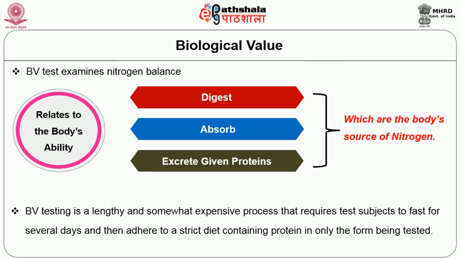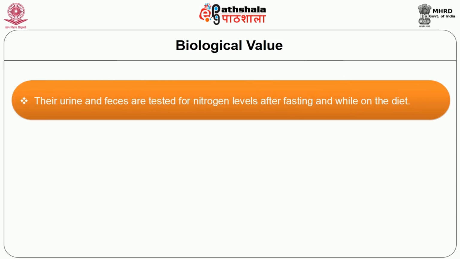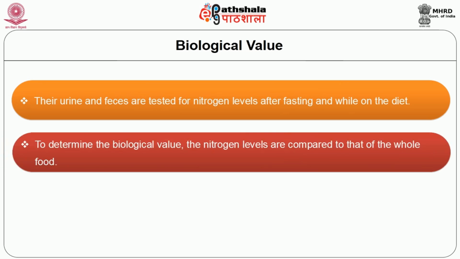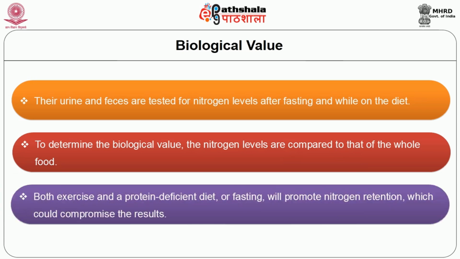Biological value testing is a lengthy and somewhat expensive process that requires test subjects to fast for several days and then adhere to a strict diet containing protein only in the form being tested. Their urine and feces are tested for nitrogen levels after fasting and while on the diet. To determine the biological value, the nitrogen levels are compared to that of the whole food. However, both exercise and a protein deficient diet or fasting will promote nitrogen retention, which could compromise the results. Therefore, testing the biological value is crucial in such situations.